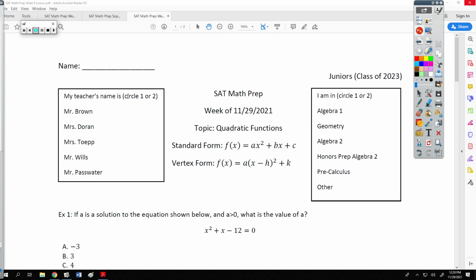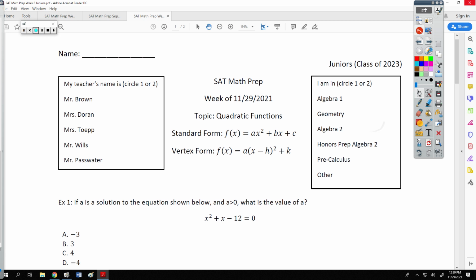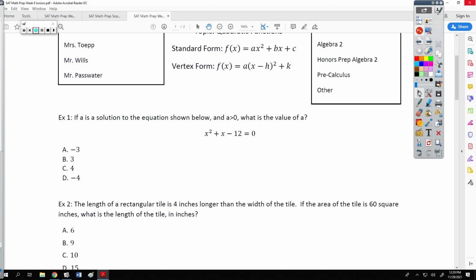We are going to be dealing with quadratic functions again this week, same thing we worked on the last time we were together. Once again, I'd like to note that it is extremely important that you write your complete name, first and last name, up here on the name line accurately, and so I can read it. Please make sure you circle your teacher's name. If you have more than one, circle both. Same thing over here with the classes you're in. If you're in more than one, circle them.